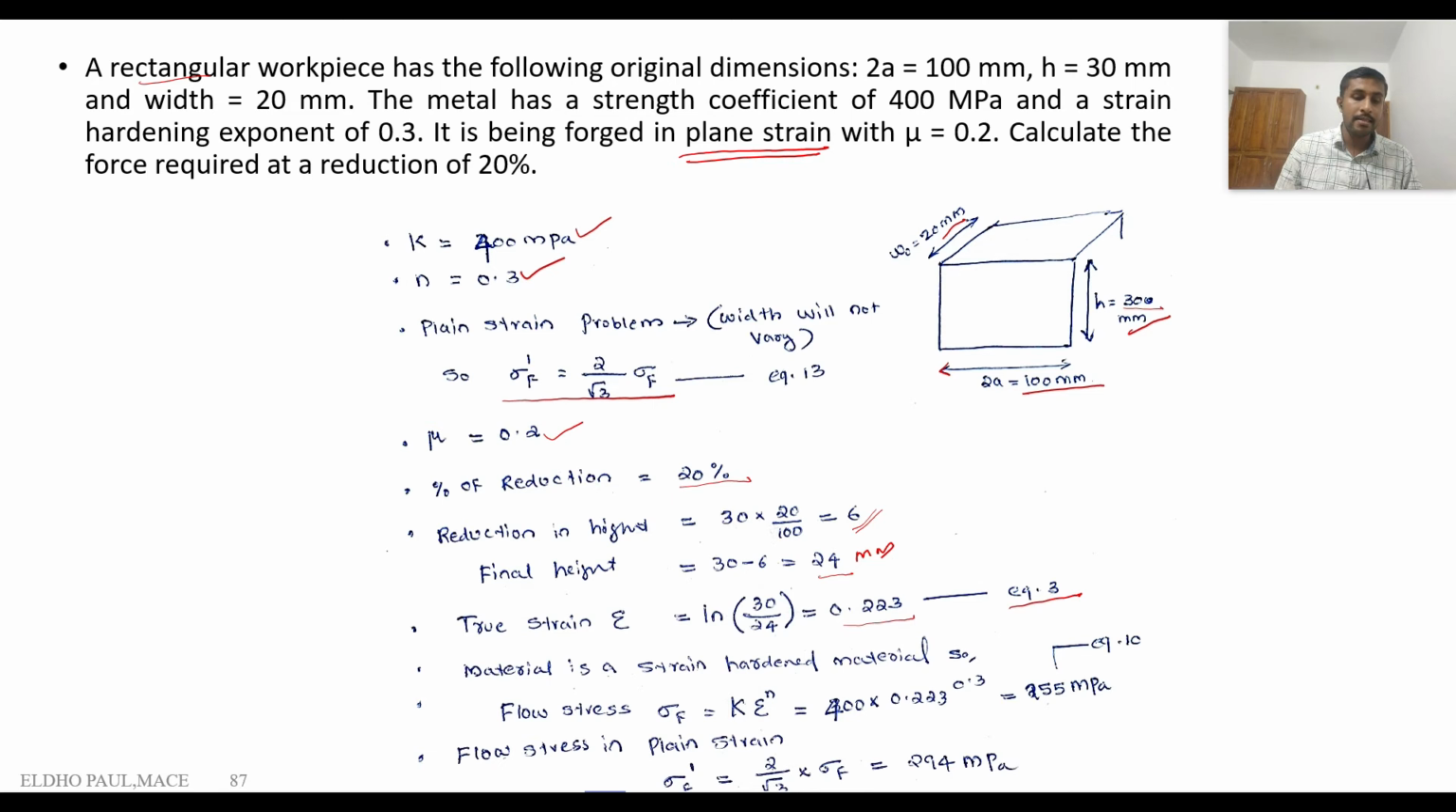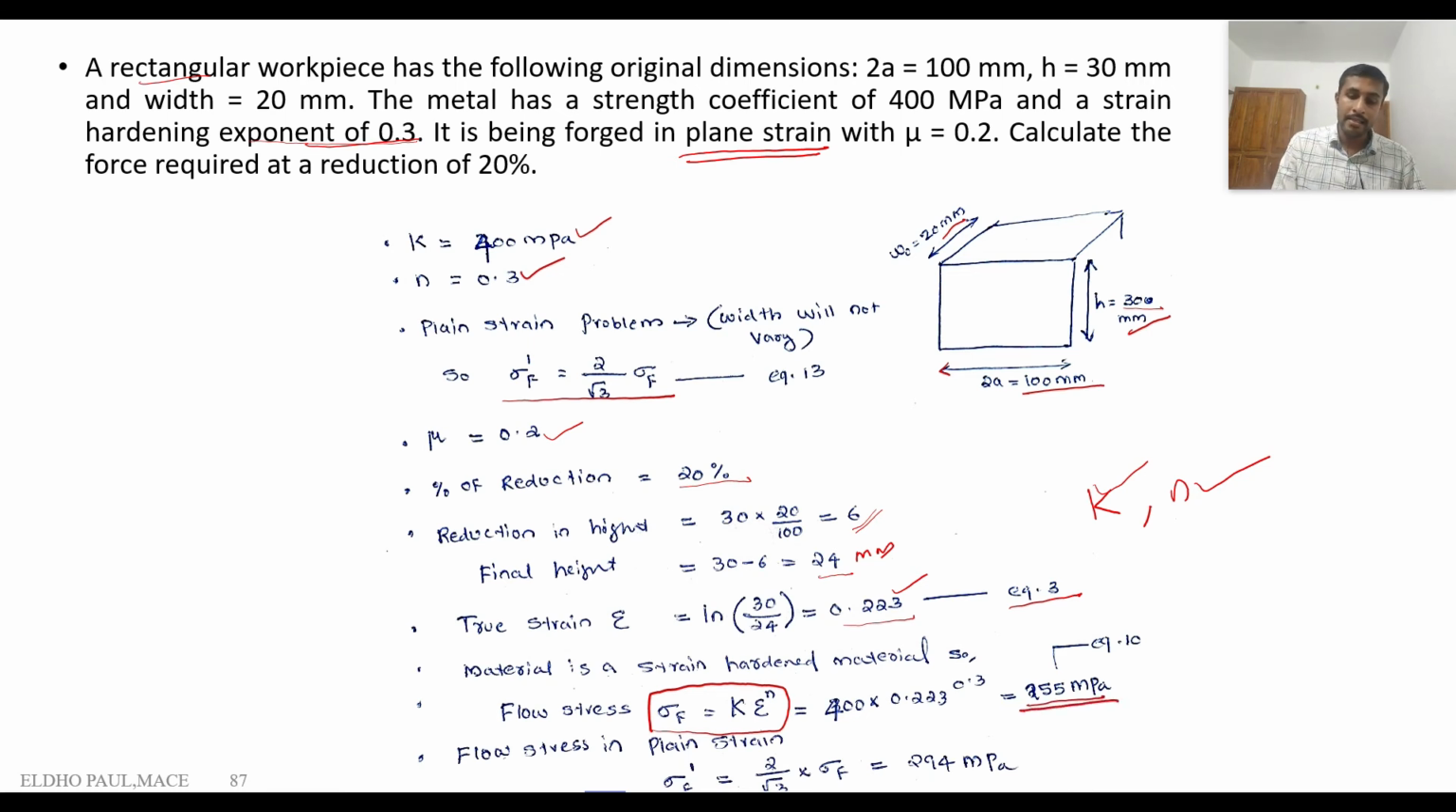And then this is a strain hardened material, because here the strength coefficient and strain hardening exponent are given. Since the strain hardening exponent is 0.3 and the strength coefficient is 400 megapascal, that means there is strain hardening. So we need to consider the flow stress of the material when we do the problem. We can calculate the flow stress using this formula: sigma f is equal to k epsilon raised to n, where k is given, epsilon is already calculated, that is the true strain, and n is the strain hardening exponent. So using this formula we can calculate the flow stress.